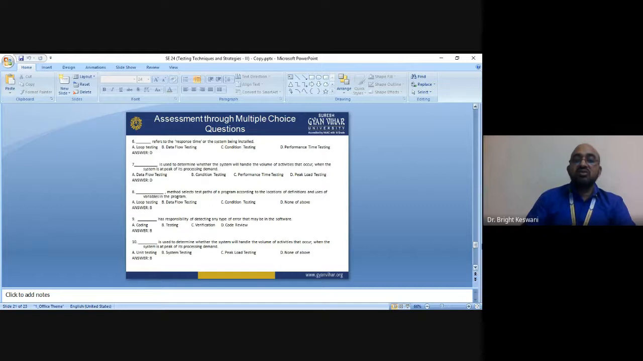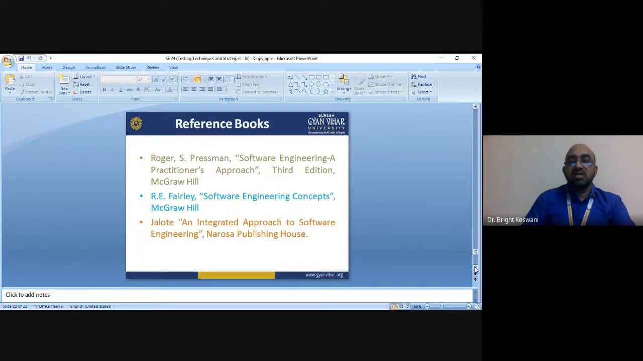This is all about the assessment through multiple choice questions. There are some books. If you have any query, you can consult these books, and I hope your query will be resolved after the consultation with these books.